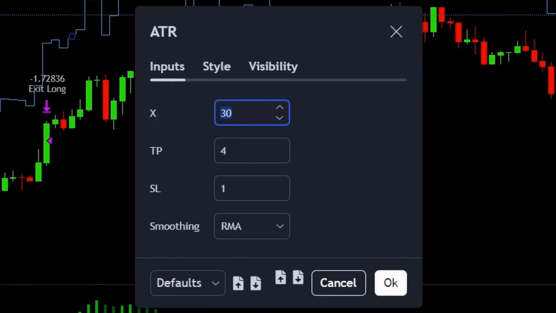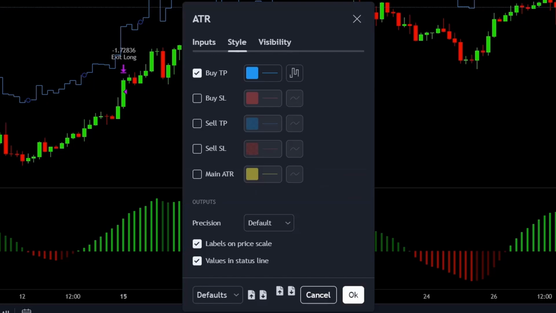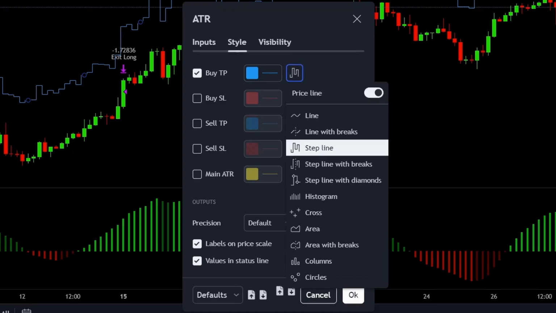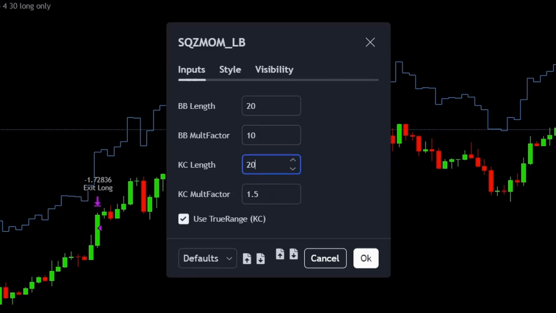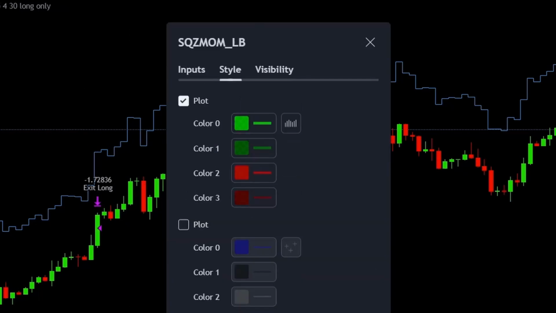For the ATR, the X value should be set to 30, which is its length, and the TP value to 4. Switch to the Styles tab and untick everything except the Buy TP, as this strategy is a long only strategy. Also change its line style to step line. For the squeeze momentum, set its KC length to 15, then go to the Styles tab and uncheck this plot section.